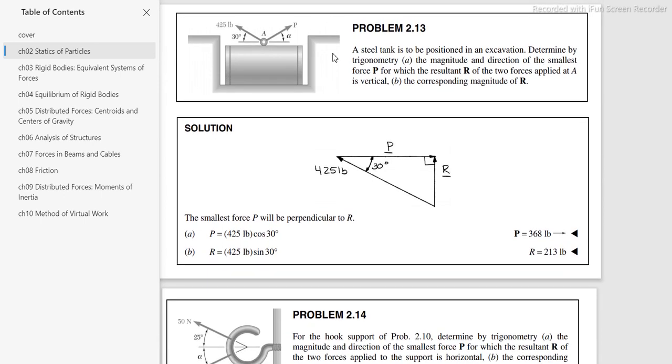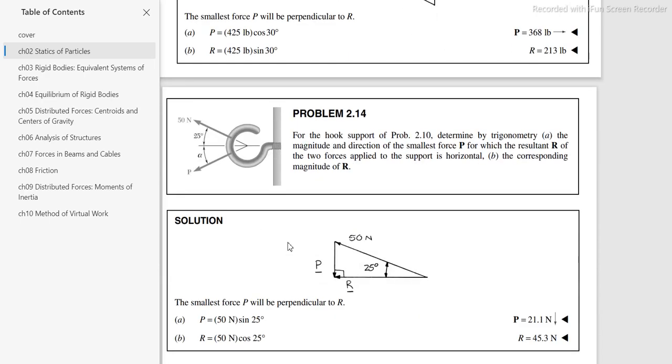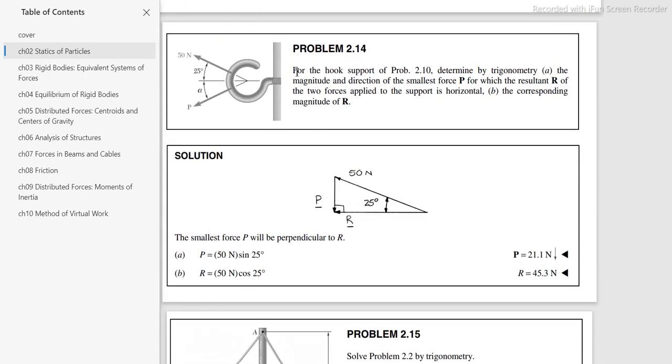Problem 2.13. A steel tank is to be positioned in an excavation. Determine by trigonometry, question A, the magnitude and direction of the smallest force P for which the resultant R of the two forces applied at A is vertical. And question B, the corresponding magnitude of R. So, very easy question. In the free body diagram, the smallest force P will be perpendicular to R, and this is the solution.